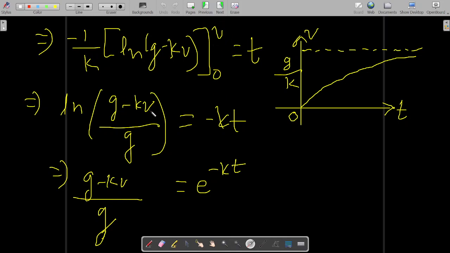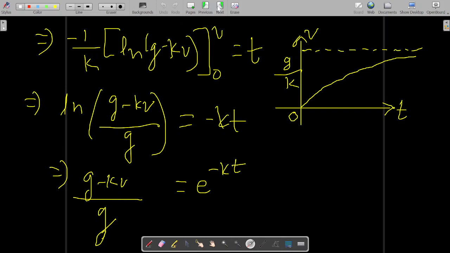Putting the upper limit and the lower limit, you will get this from the formula log a minus log b equal to log a by b. And this k we will take to the right hand side along with this negative sign, so it will be minus kt. Then log to the base e is over here, so e to the power minus kt will come, and g minus kv divided by g is there.